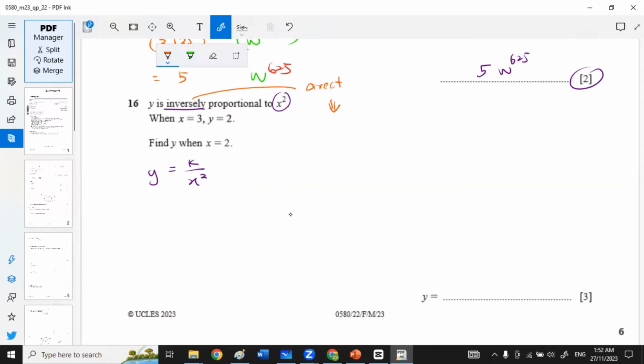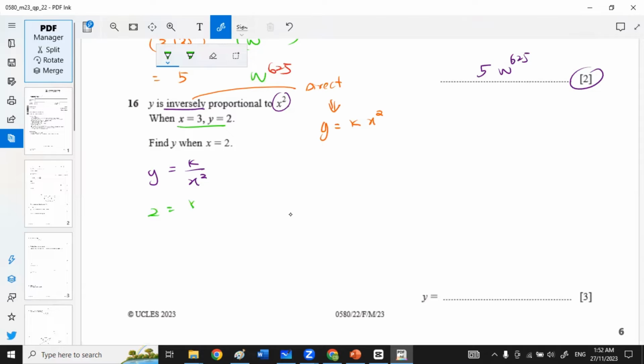then y equals k x squared. This is direct proportion. In this case it is inverse. So first we need to know what k is. Normally the question will give you the x and the y, you just substitute.